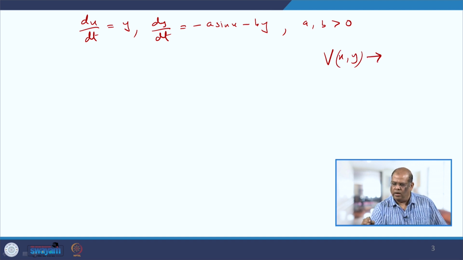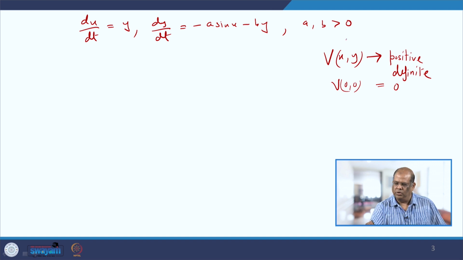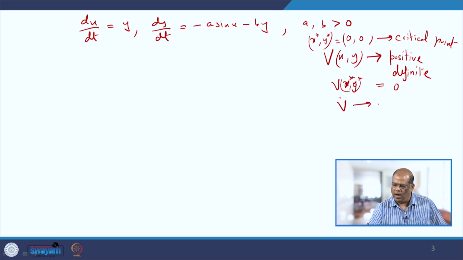So, if you can find a Lyapunov function V(x,y) such that this is positive definite, V(0,0) has to be 0, assuming (0,0) to be the equilibrium point or critical point or fixed point. If you assume that to be (x*, y*), generalize it, so you can put them as x*, y*, and V dot, this has to be negative semi-definite.